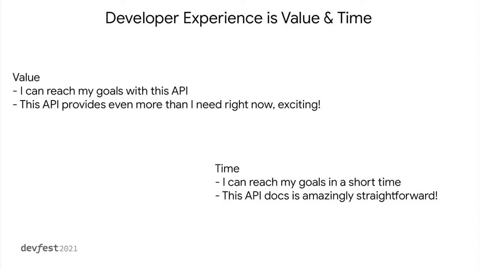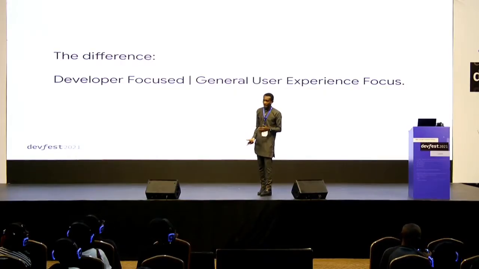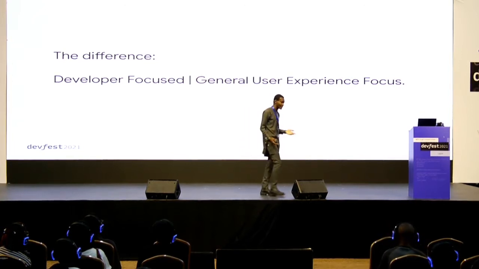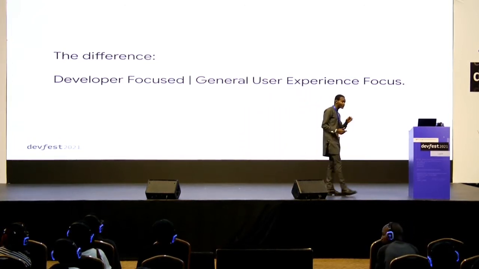Number two, this API doc is amazingly straightforward. So, value and time. Whatever SDK or API you are building, it must provide the value that developers need, and you must be able to solve that problem in less time. For example, for those who do DevOps, we've heard scenarios like: how long does it take to create EC2 instances?